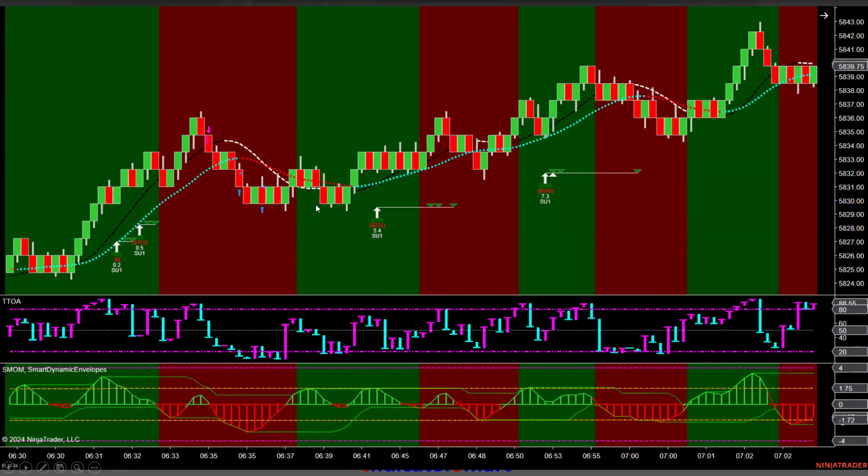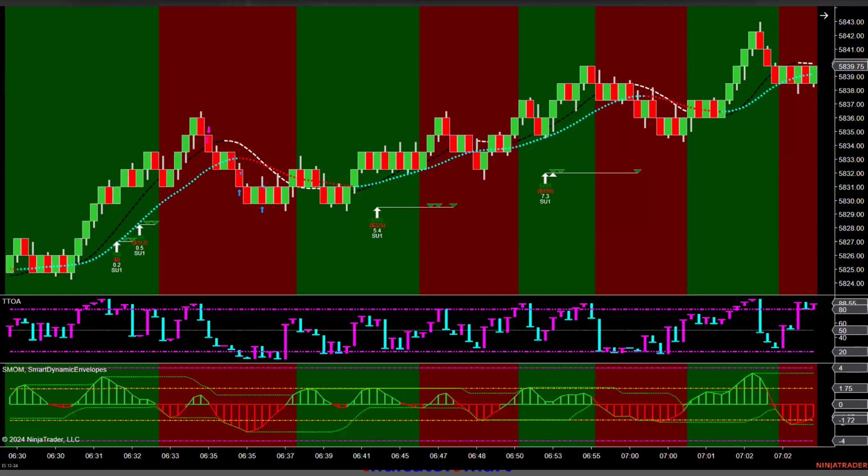Isn't this beautiful, the way the background colors toggle and get you on the right side of the momentum? We were saying in the trading room, the smart momentum knows. What does this smart dynamic zones, smart momentum combination do for you? It enables you to front run the momentum.